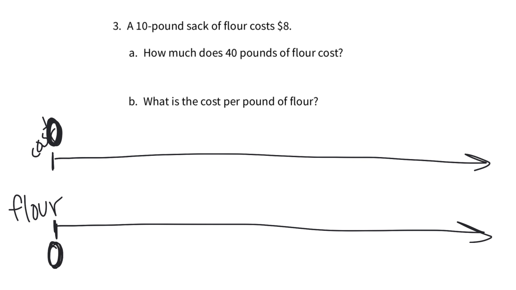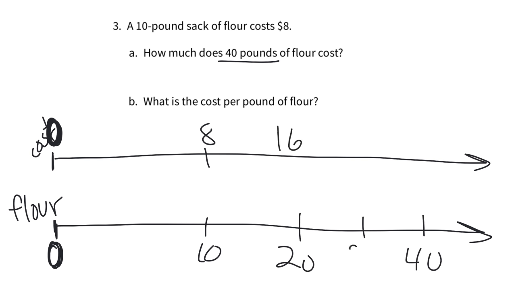And then the question says a 10-pound sack costs $8. So it doesn't really matter where you're going to put it. 10 pounds is going to cost you $8. How much does 40 pounds cost? Well, 10, 20, 30, 40. So there's 40. So 20 is going to cost you 16. 30 is going to cost you 24. And that means 40 is going to cost you 32, because for every 10 pounds, it's going to cost you $8. So 8, 16, 24, 32.